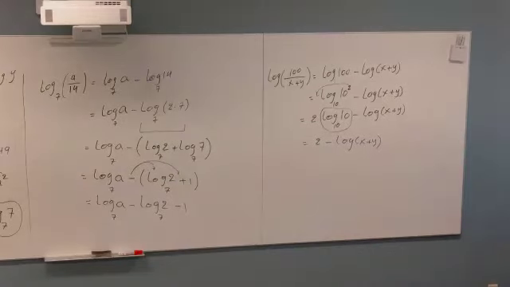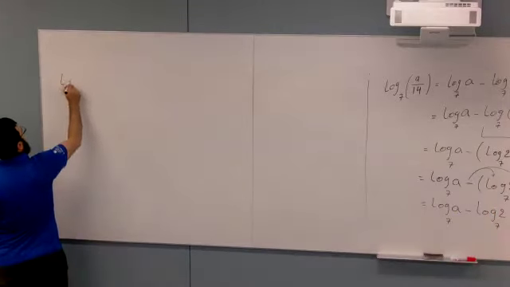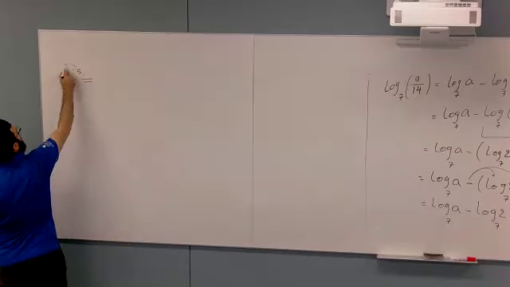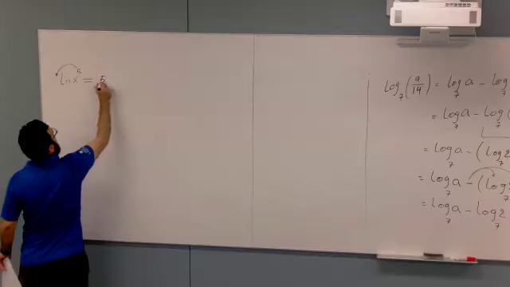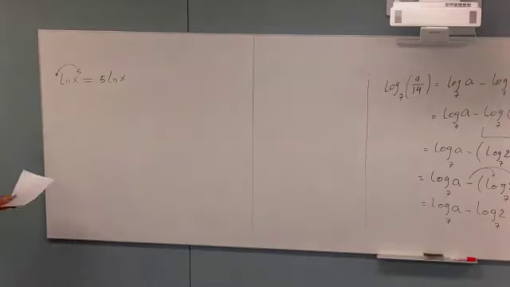Yeah, now. Number 7. The same thing, we have ln x to the power 5. We're just going to move the 5, so 5 ln x. That's it. How about the next one?